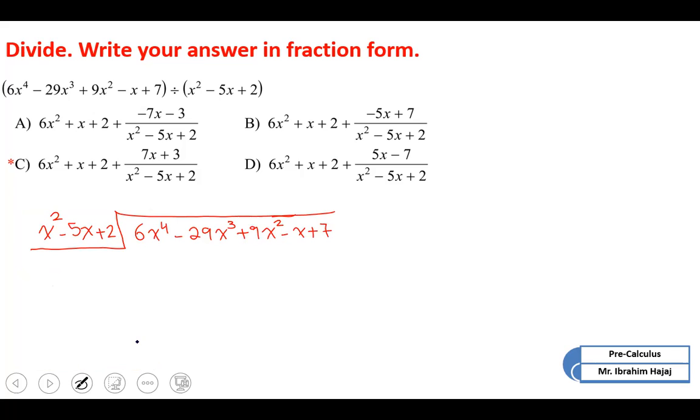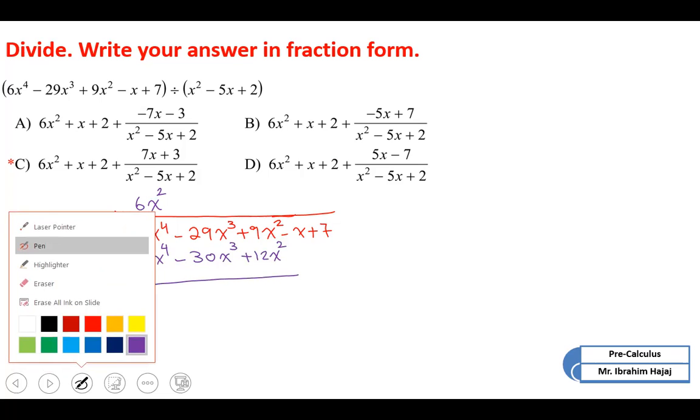Okay, the first step is to find a number which multiplied by x squared gives us 6x to the power of 4, which is 6x squared. Multiplying by using the distributive property gives us 6x to the power of 4 minus 30x to the power of 3, plus 12x squared. Then we have to change all signs here.